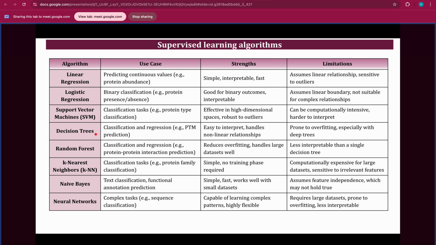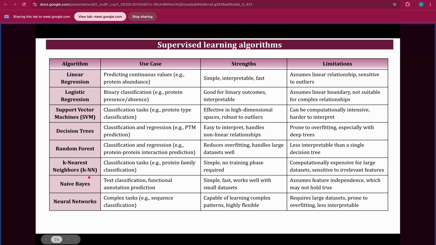Then comes decision trees. It is also a classification and a regression system. For example, if you are trying to predict post translational modifications, in the later slides we will see one by one what these algorithms are doing by taking examples. Then comes random forest. When multiple decision trees are clubbed together and their average is taken for making some decision, then it is known as random forest. It is better than decision trees because we are taking the average. So it reduces overfitting, and it handles large data sets as well.